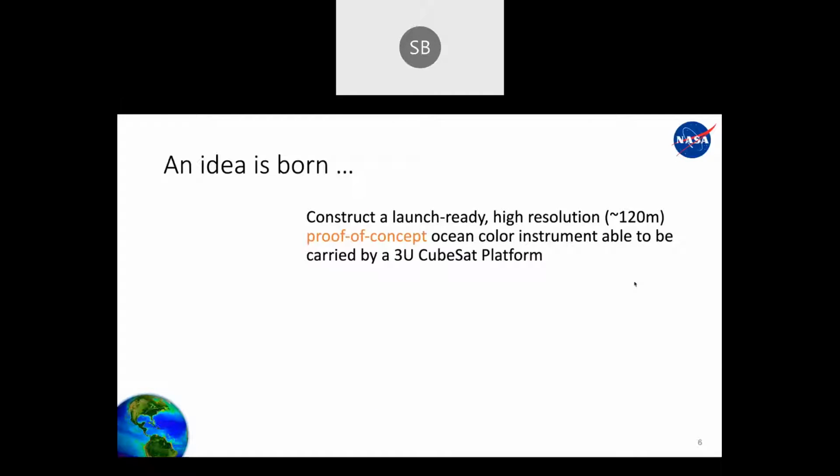So, an idea was born. Can we construct and launch a high-resolution, approximately 120-meter resolution, proof-of-concept ocean color instrument that's capable of being carried on a 3U CubeSat platform? All right, got an idea? Now we need a plan. How are we going to make this happen?